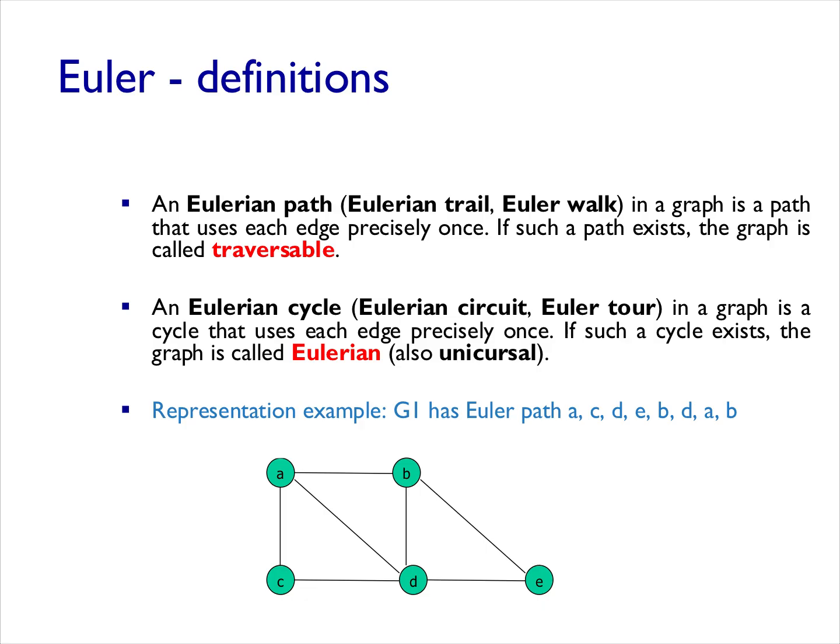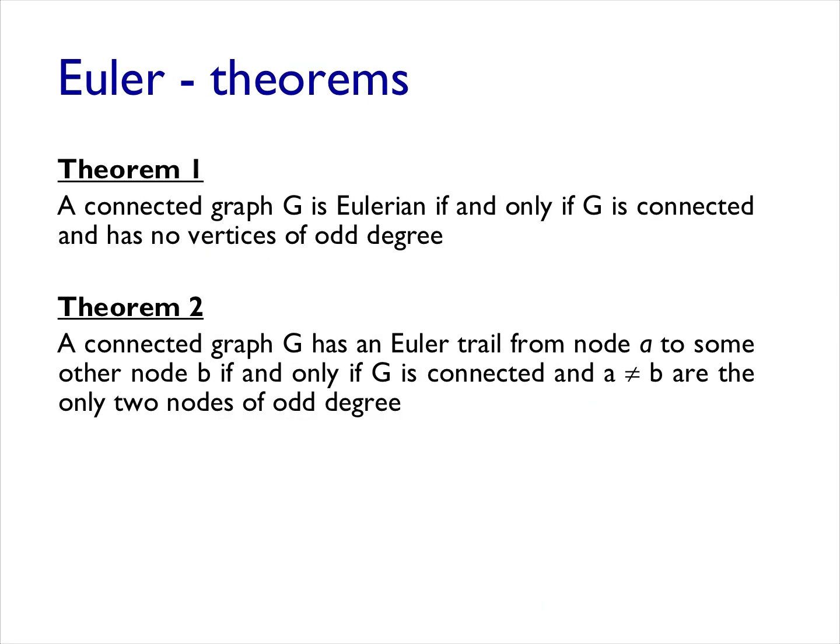Anyways, so the next two theorems are about those properties, the Euler path and the Euler circle. The first one says a connected graph G is Eulerian. Eulerian means what? Has an Euler path or an Euler circle.